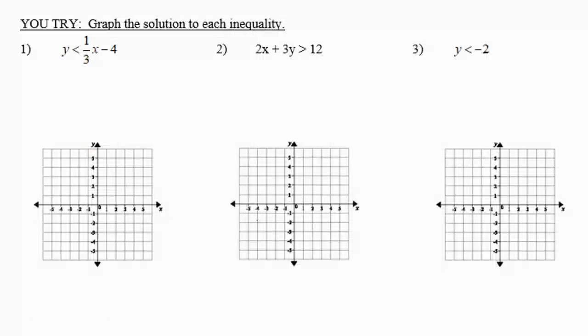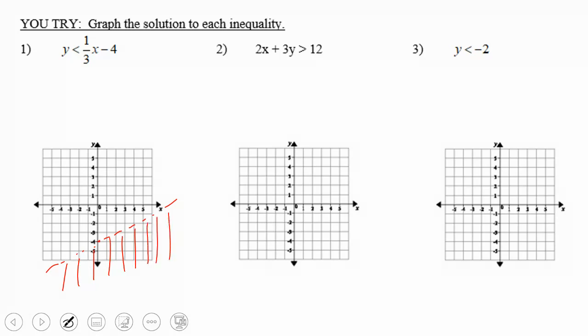Okay, so let's graph these inequalities. Graph them just like you graph a regular line. So I'm going to start at negative 4. My slope is 1/3, so I go up 1, to the right 3. And the line is dashed because it's not an equal to, it's just a less than. And if it's less than, I shade under the line. I make these lines going down from the line, and that would give me my final answer.